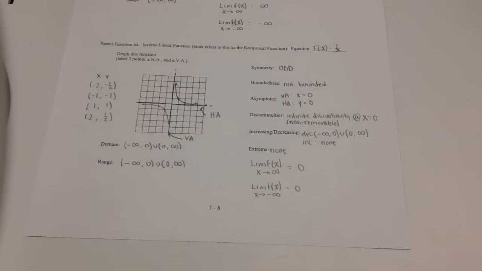This is the graph for the equation f of x equals 1 over x. The symmetry is odd and it is not bounded. There is a horizontal asymptote at y equals 0 and a vertical asymptote at x equals 0. The graph has infinite discontinuity at x equals 0. The equation only decreases from negative infinity to 0 and 0 to infinity. There is no extrema, and the domain is negative infinity to 0 to infinity, as is the range. The end behavior as x gets close to infinity is 0, and the end behavior as x gets close to negative infinity is also 0.